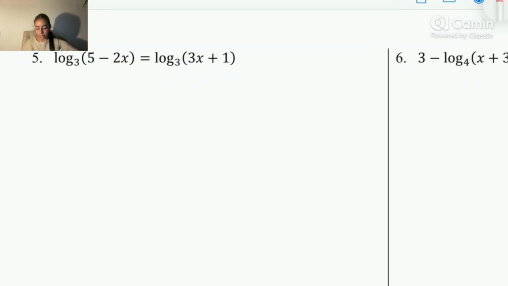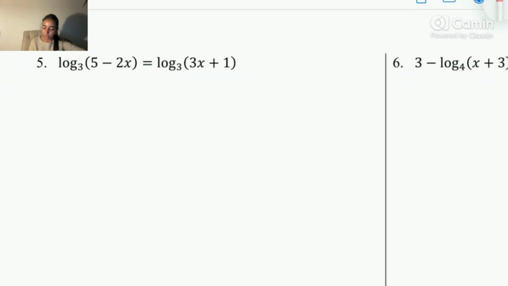Alrighty. Hi again, I'll be continuing on where Chelsea left off. So let's start off with this problem right here. Log base 3 of 5 minus 2x equals log base 3 of 3x plus 1. So here, since they both have the same base, we can just look at whatever's in the parentheses.